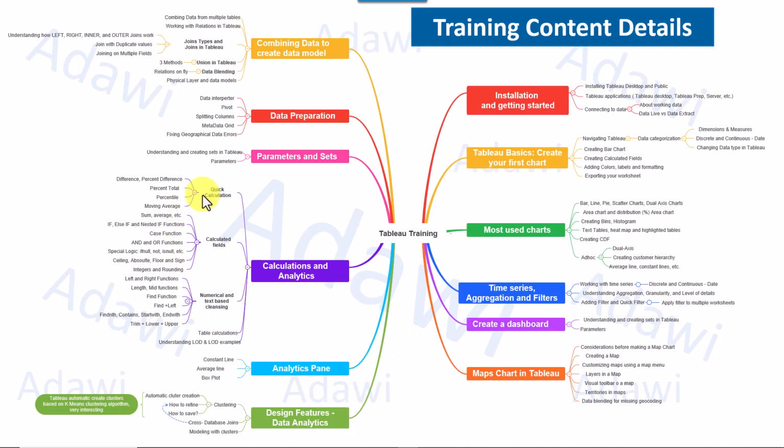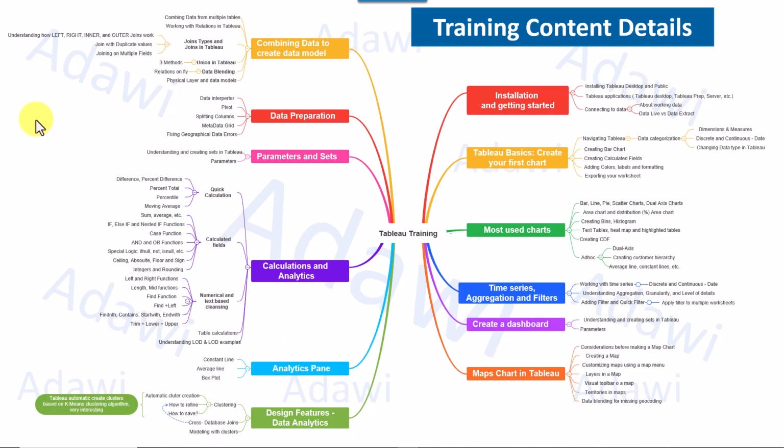Then the remaining 4 points are about more advanced topics related to calculation and analytics, for example how to build quick calculations, percentage of total, percentile, moving average, and also calculated fields, how to do IF functions, AND, OR, and special logic and so on, as you can see here. Same for the remaining. Then I will also highlight something called the Analytics pane, which is very important in case you would like forecasting, constant lines, averages, and so on.